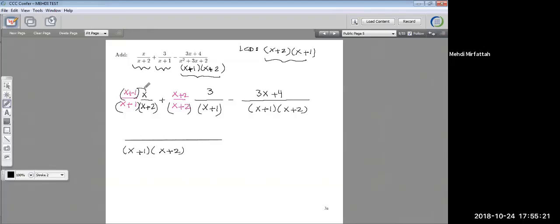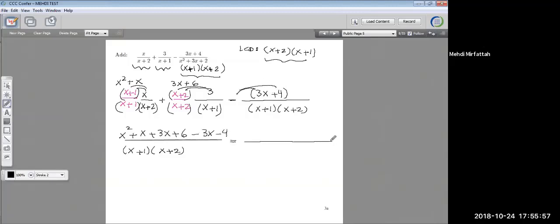Now I can go ahead and multiply this. I can distribute this x here. Here I get x squared plus x. Here I'm going to distribute this 3 here. I would get 3x plus 6. So let's record all that here. X squared plus x plus 3x plus 6. Now this minus should be distributed with the next one, which would be minus 3x minus 4.